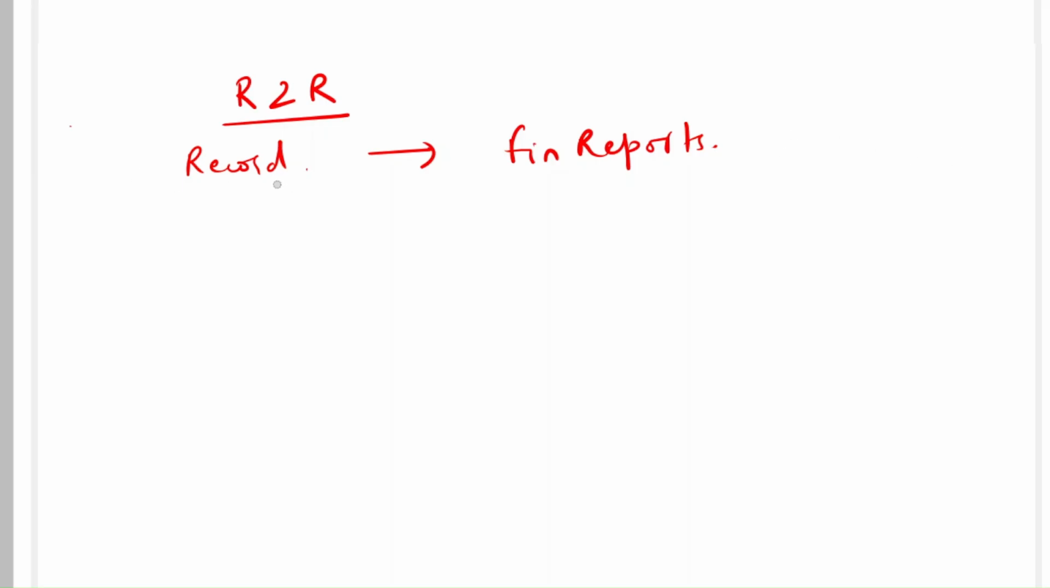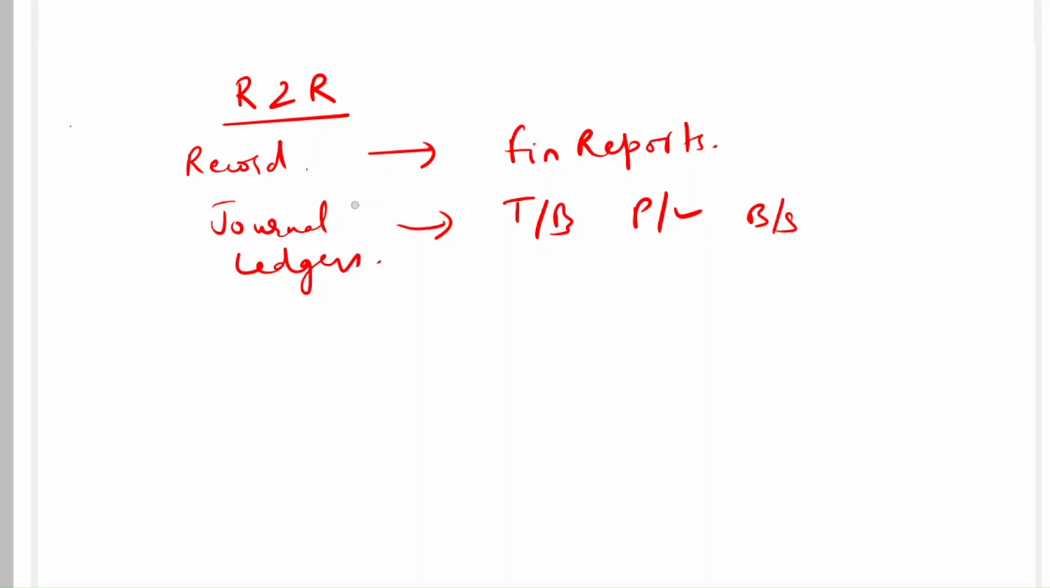So what are your financial records here? It could be journal entries, your ledgers, right? So whenever there are any transactions, be it purchases, sales, payments, all of those are recorded in your books of accounts, and eventually they are transformed into financial reports. So we prepare trial balance, P&L, balance sheet, all of these from these records. So this is what, in very simple terms, represents record to report.